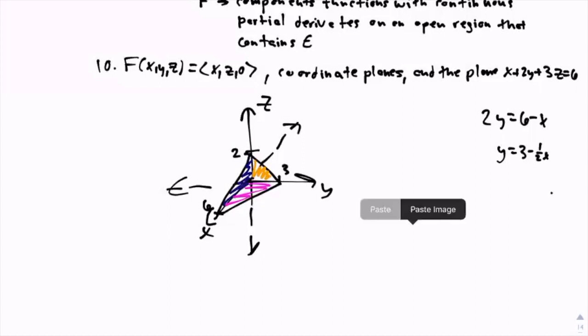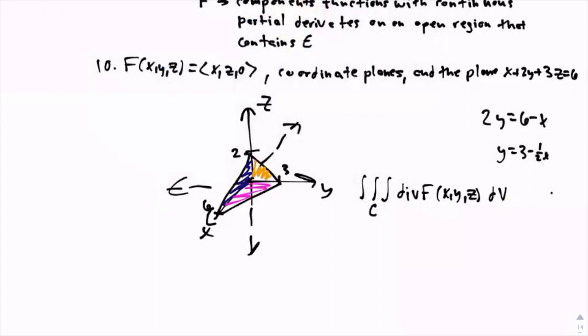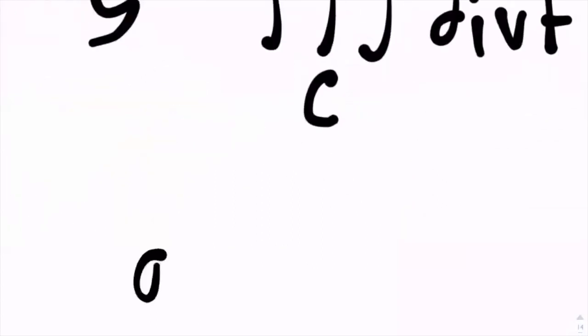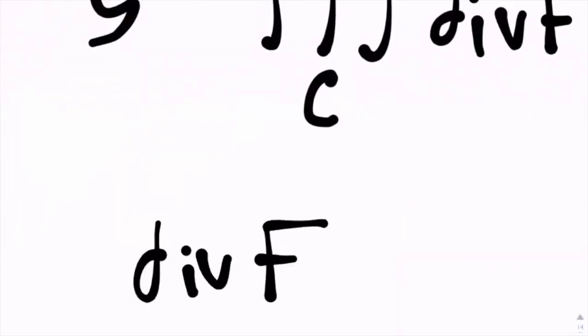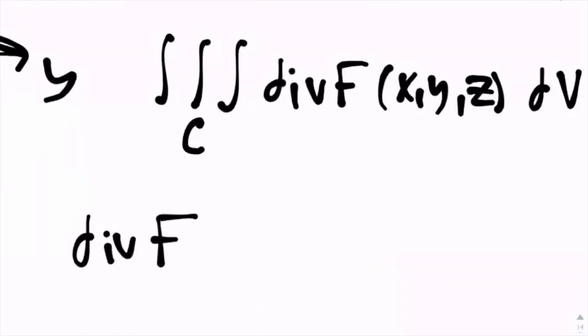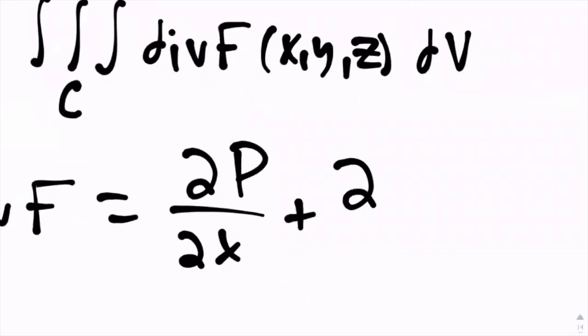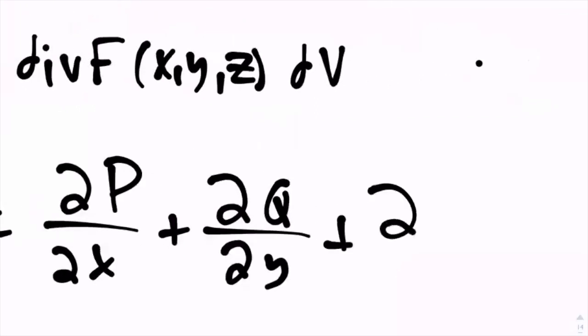This is the very simple formula that we must use. All right, so let's go ahead and find the divergence of F as our first step. And of course, we know that the divergence of F is just equal to ∂P/∂x plus ∂Q/∂y plus ∂R/∂z.